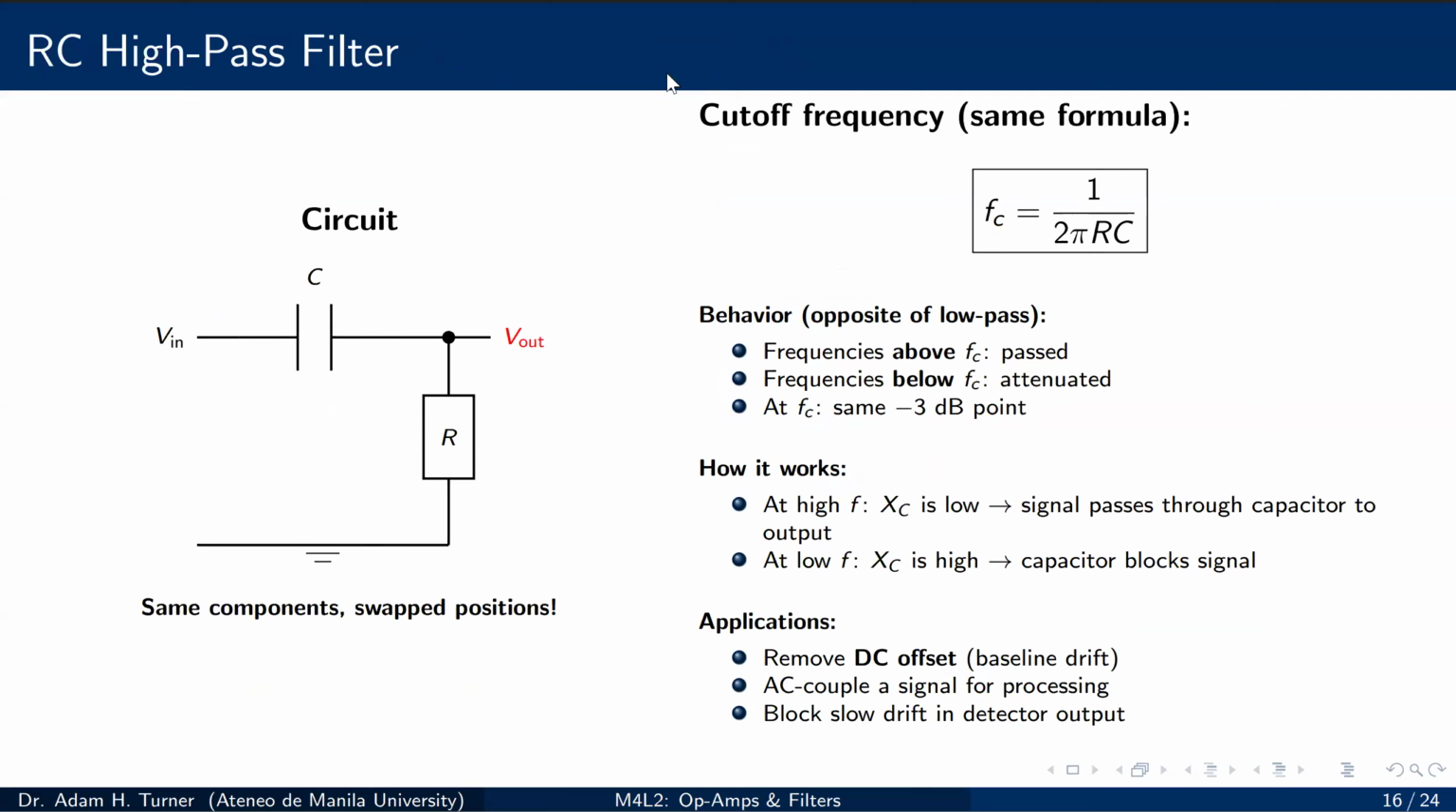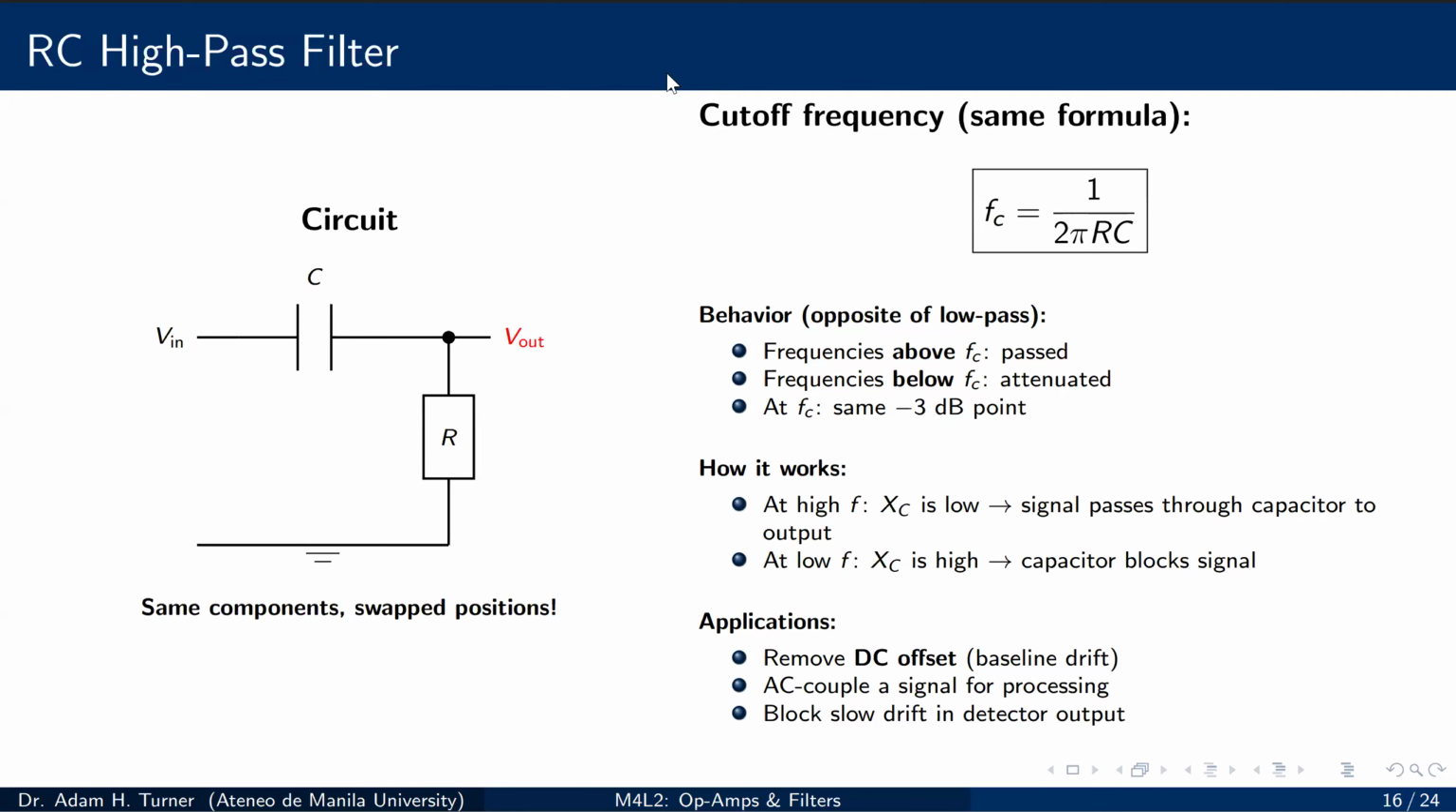At high frequencies, the capacitor's impedance is low, so the signal passes through easily. At low frequencies, the capacitor blocks the signal. The main application in analytical instruments is removing DC offset or baseline drift. If your detector's output slowly drifts over time, that's a very low frequency signal, essentially DC. A high pass filter removes it while passing your actual analytical signal. And this is also called AC coupling.